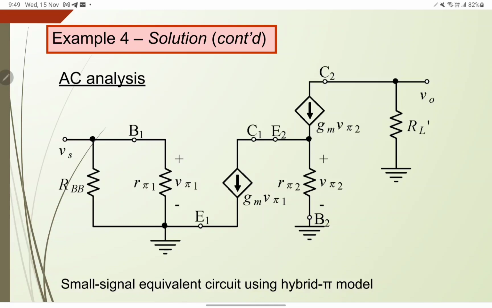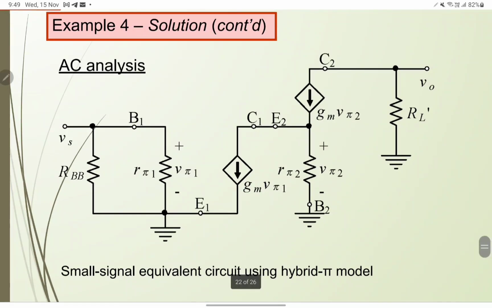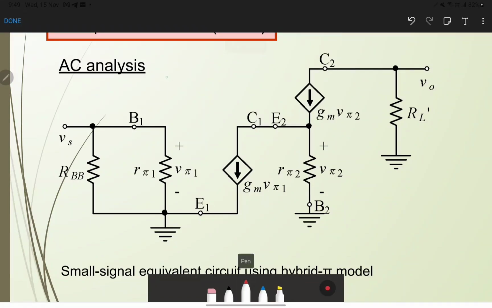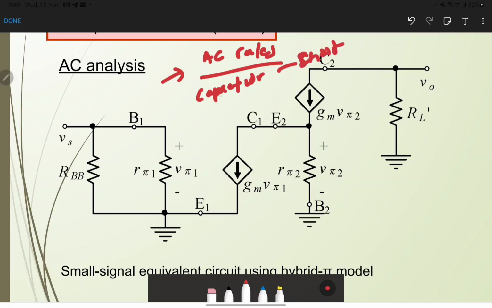Okay, after you got all the values of IC1, IC2, IB1 and IB2, you can proceed into the AC analysis. Like what we already discussed, after you apply the AC rules, capacitors will be short, and DC voltage will be ground. Okay, and then like we have already derived on the whiteboard, we got the small signal circuit like this.